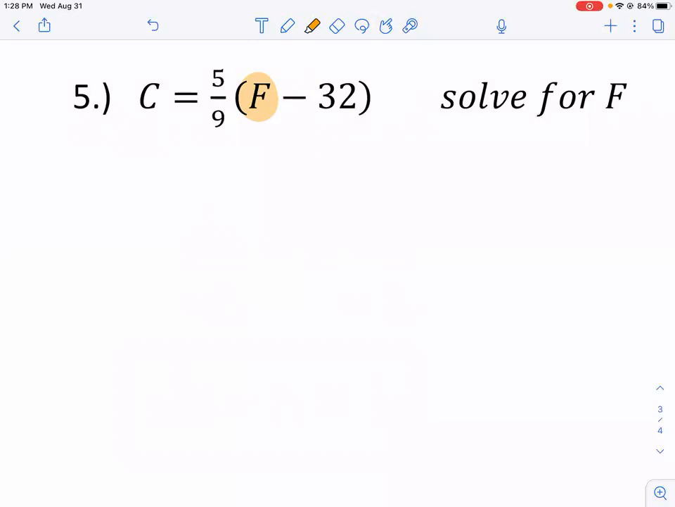Okay, so raise your hand if you think we should move the 32 first. Raise your hand if you think we should move the 5/9 first. Okay, good. We need to move the 5/9 first because it's tied to the whole thing. Okay. Gosh, how are we going to get that 5/9 over there?